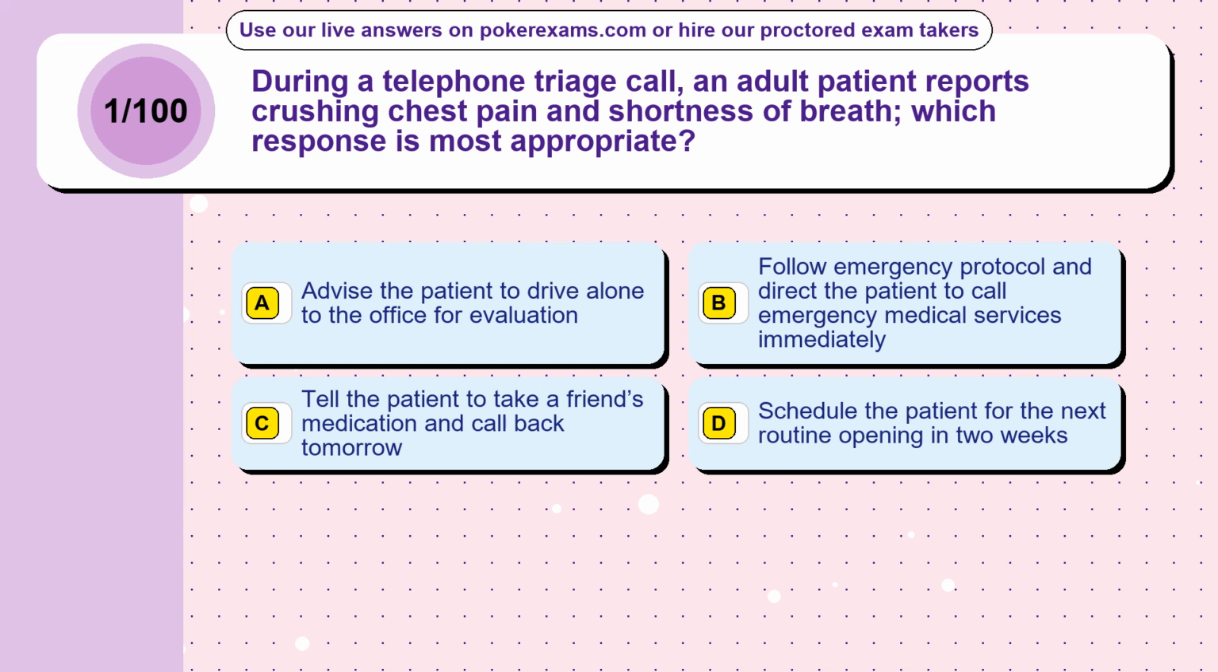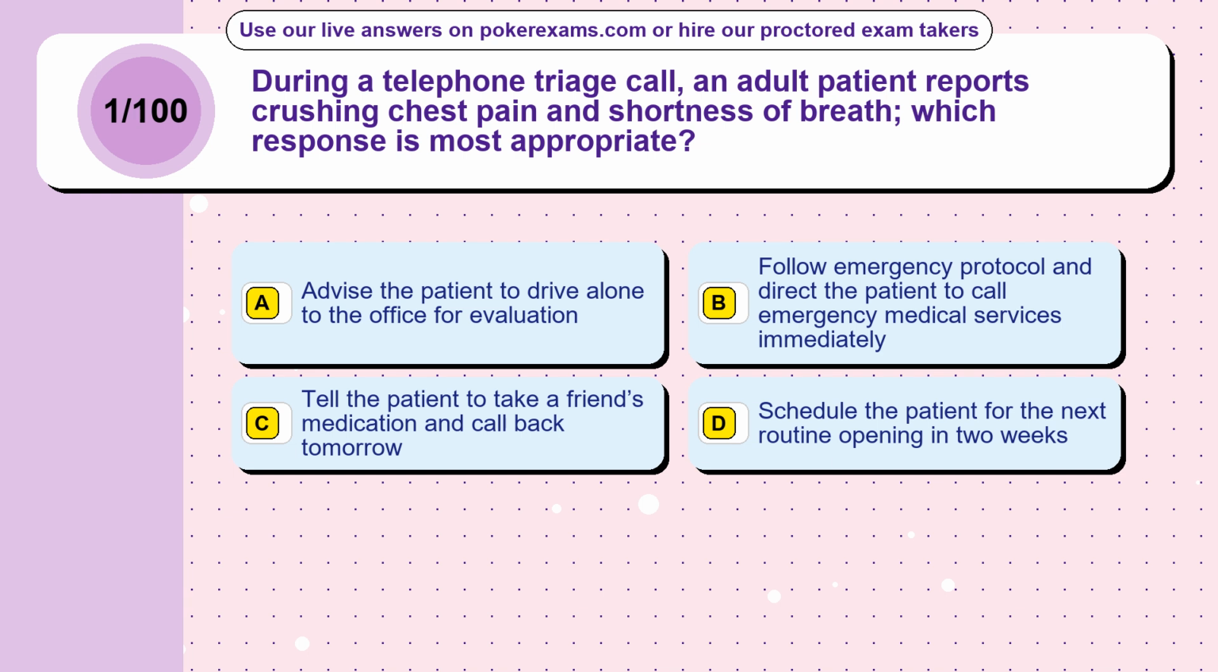Question 1. During a telephone triage call, an adult patient reports crushing chest pain and shortness of breath. Which response is most appropriate? Option A. Advise the patient to drive alone to the office for evaluation. Option B. Follow emergency protocol and direct the patient to call emergency medical services immediately.